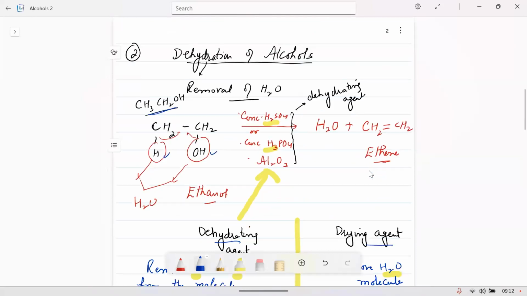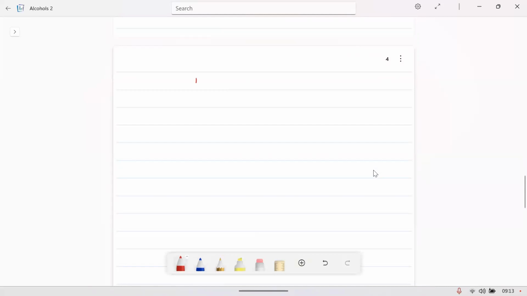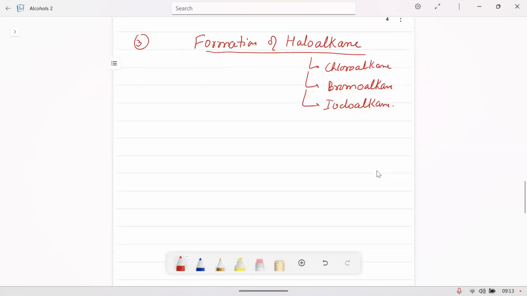So that's the next reaction, dehydration of alcohol. The third reaction is your formation of haloalkanes from alcohol. Now, when I say haloalkane, it means we want a chloroalkane or a bromoalkane or an iodoalkane. There are several methods to make each one of them, but we will be talking about the best method for each one of them.